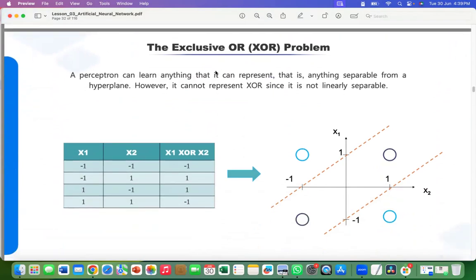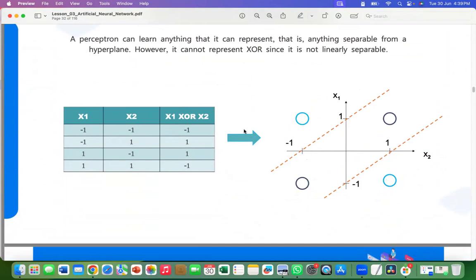Now remember that exclusive OR problem, we cannot represent it. A perceptron can learn anything that it can represent, that is anything separable by a hyperplane. However, it cannot represent XOR since it is not linearly separable. ठीक है, linearly separable नहीं है आपका. If you could recall it, right? So this is x1, this is x2, -1, 1, -1.